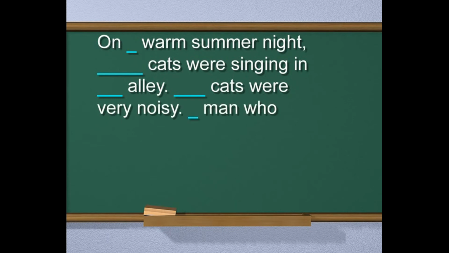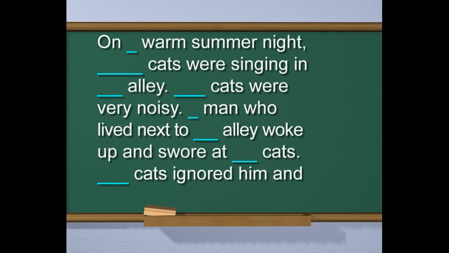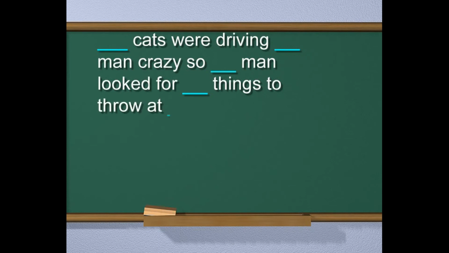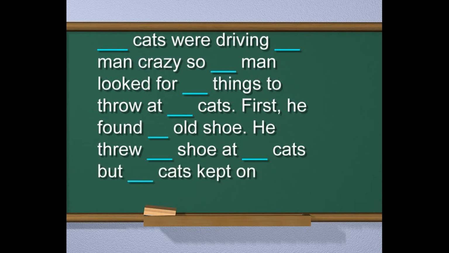Dash man who lived next to dash alley woke up and swore at dash cats. Dash cats ignored him and kept on singing. Dash cats were driving dash man crazy. So dash man looked for dash things to throw at dash cats. First he found dash old shoe. He threw dash shoe at dash cats, but dash cats kept on singing.